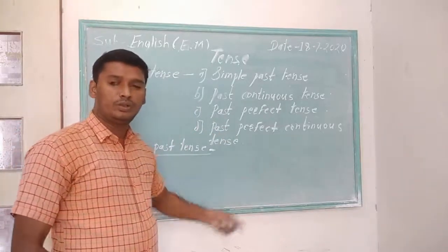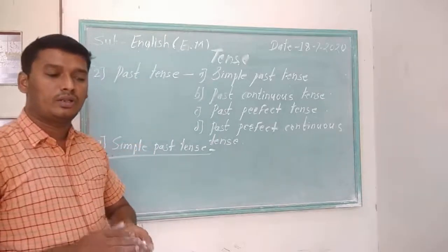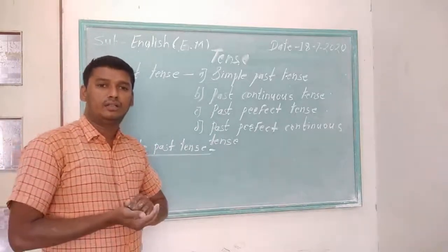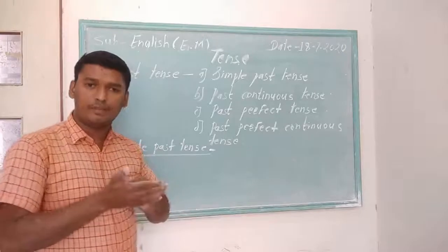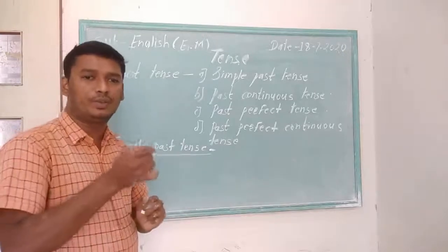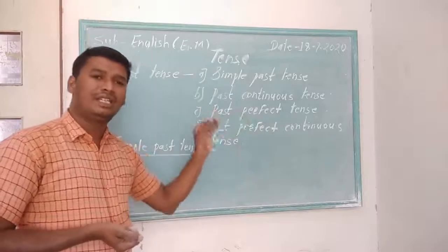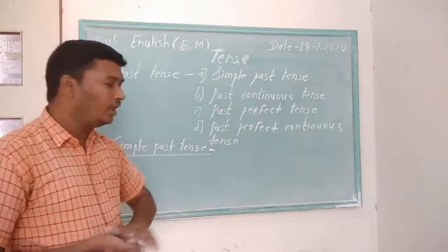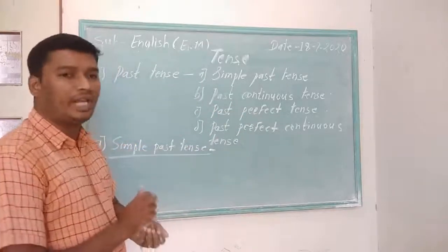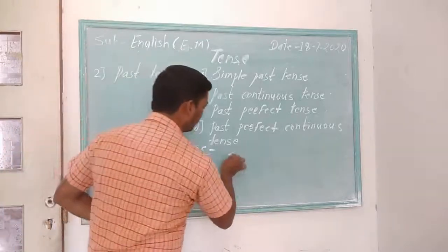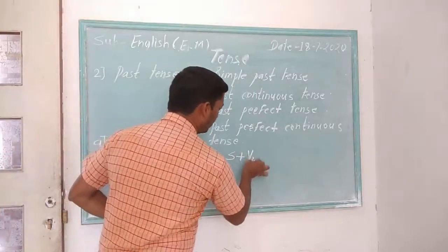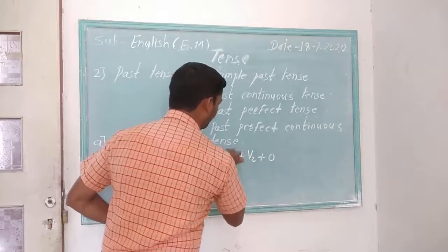If you learn all tenses comparatively, then it's very easy to understand the structures. In simple present, there is S plus V1 plus O, and in simple past, we have to write S plus V2 plus O. That's its structure.